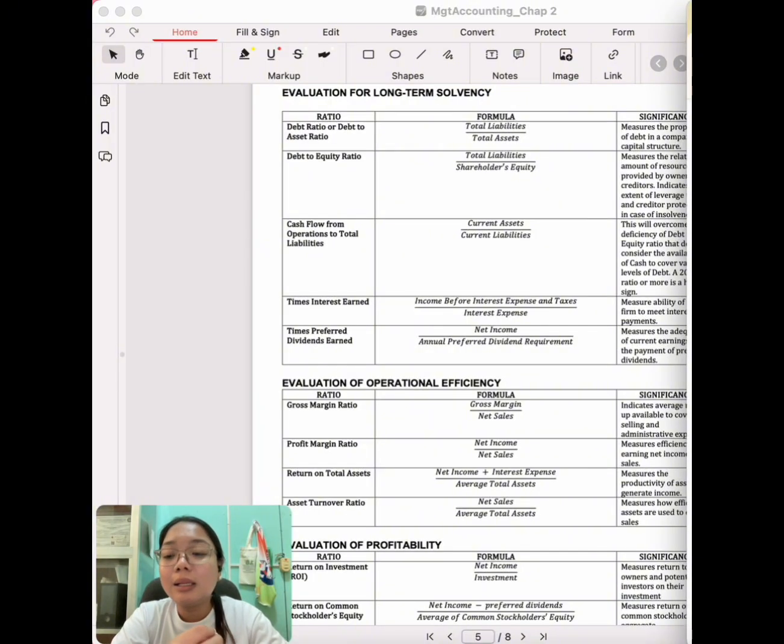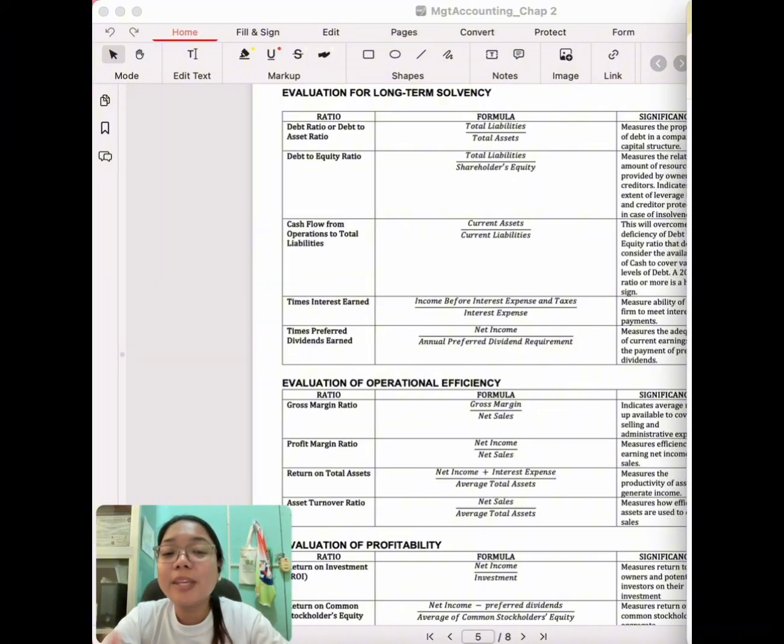So, students, you remember that debt is not automatically bad, ha? Debt is good din. Basta nagagamit siya ng maganda sa company. However, excessive debt can also increase the financial pressure on the company.